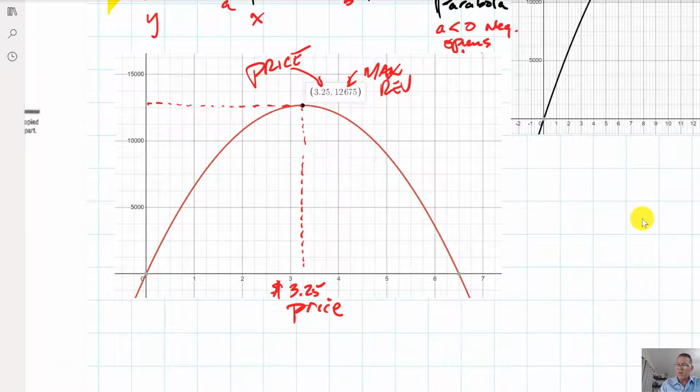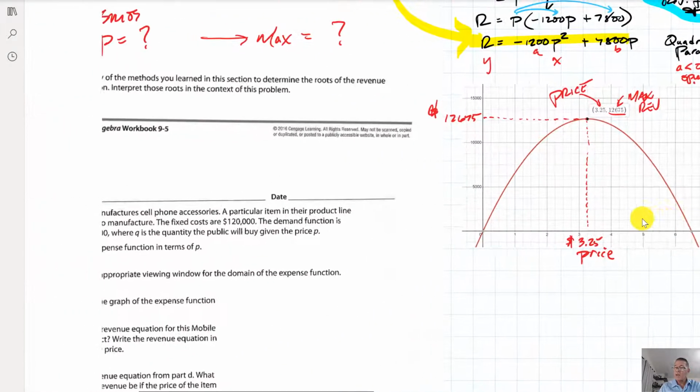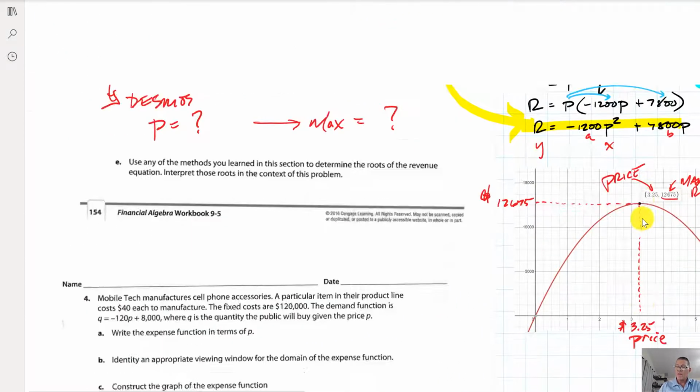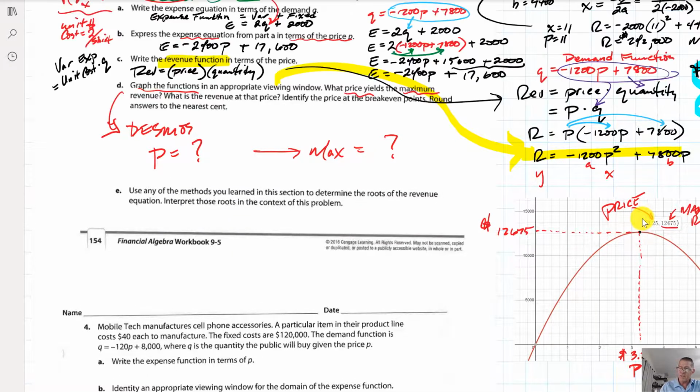All right, so sketch that into your spiral here. If you're not digital like me, just sketch it, so you know what's going on. So at what price does the max occur? As I just said, at $3.25. At that price, the maximum revenue occurs, and the company will obtain $12,675.